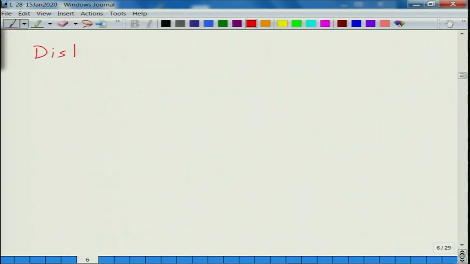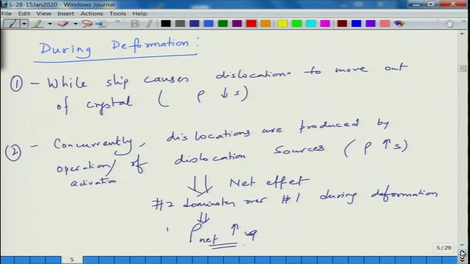Dislocation sources. So, we are saying that when we cause the deformation, the slip causes dislocations to move out of the crystal, which means that the dislocation density should go down. That is one effect. Let us say this is rho 1, this is rho 2.